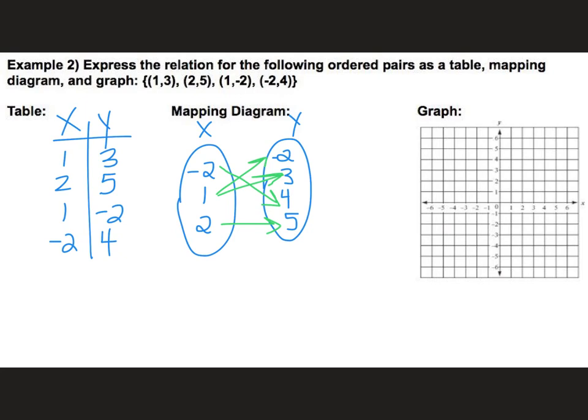And let's graph this. We have 1, 3, 2, 5, 1, -2, -2, 4. So again, we have a discrete example. These are just points on our graph, no lines. But we have our points, we have our table, our mapping diagram, and our graph. Wonderful, wonderful first part of this unit, you guys. Great job.